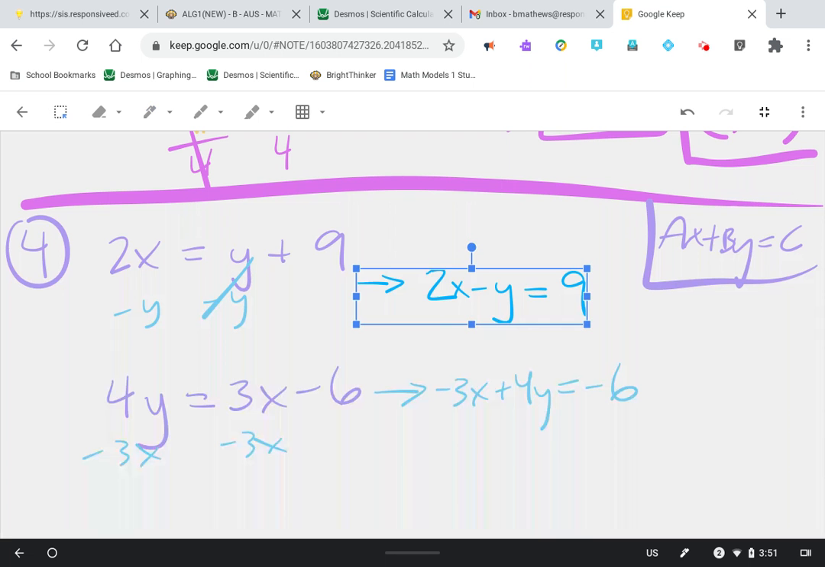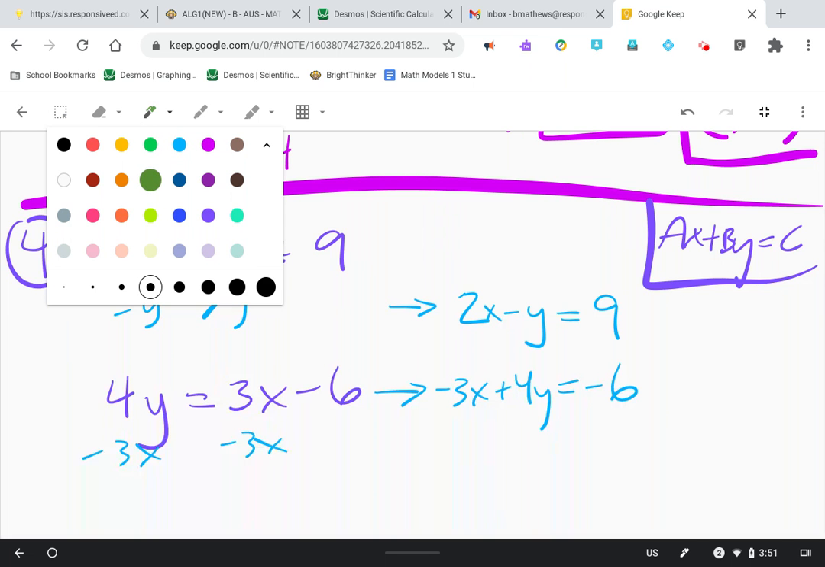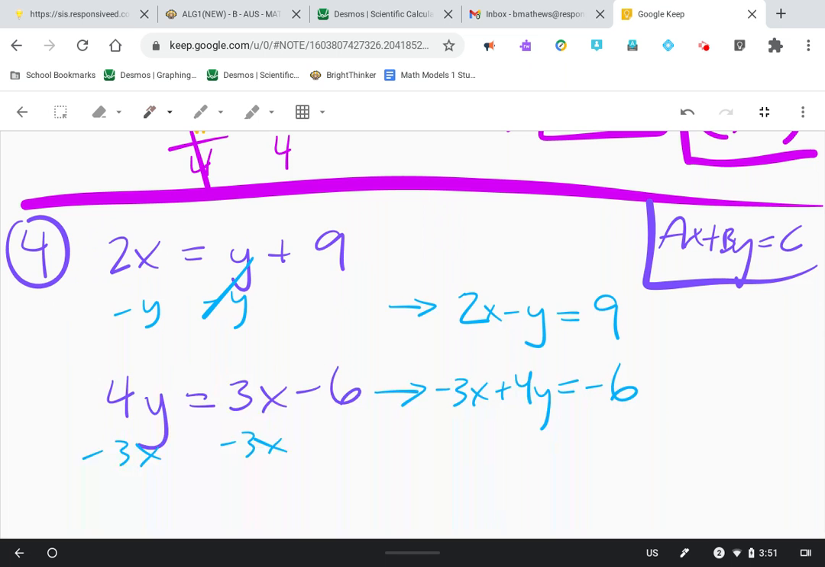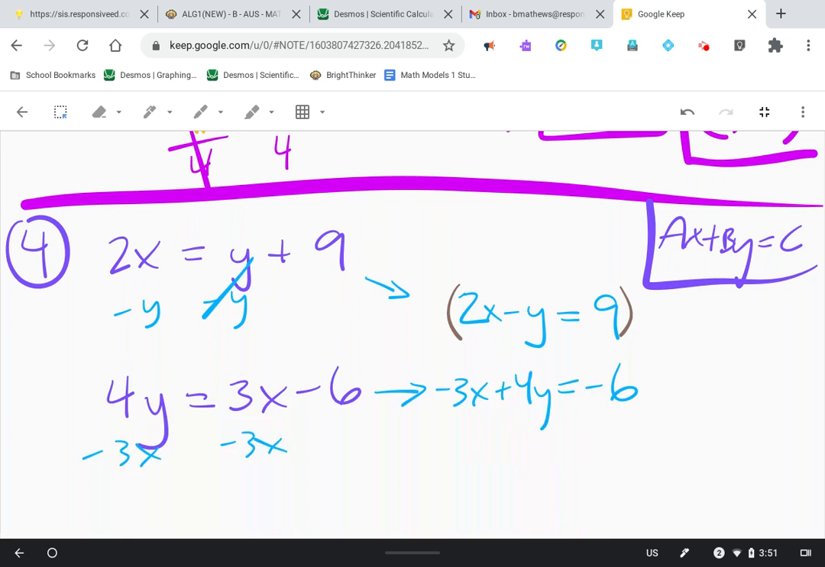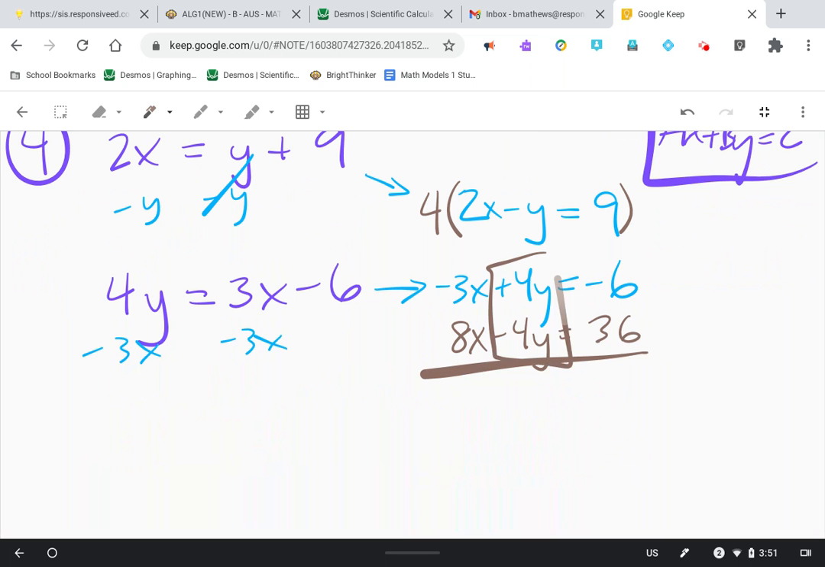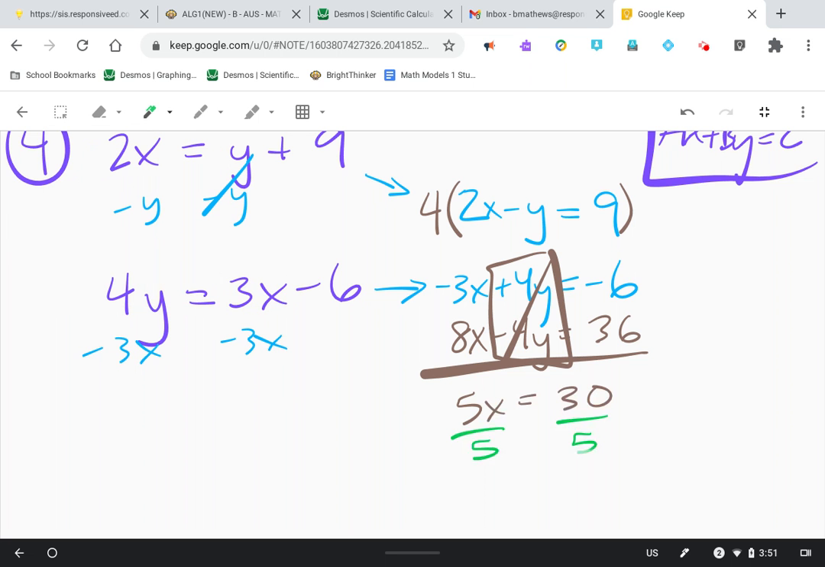And let's see here. Just line these up here. When I do that, hopefully you can see that I can do the y's most easily by just multiplying by 4. So if I multiply this by 4, I'll get the following. 8x minus 4y equals 36. That means this is going to cancel, leaving me with 5x equals 30. Divide both sides by 5, x equals 6.